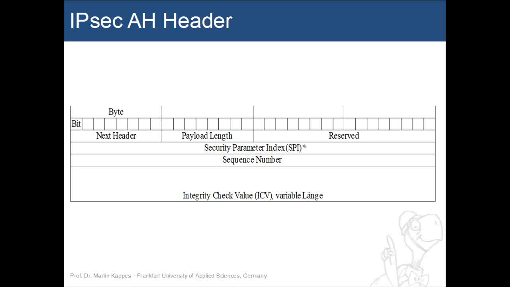There is the security parameter index, which I already indicated. That value, along with the IP address and the used security protocol, allows for the unique determination of which security association such a packet belongs to. There is a sequence number. That sequence number is used for replay protection, and again, please note, we have a connectionless protocol. There are no retransmissions of anything that has been sent out and not made its way through the network. The sequence number is solely for replay protection.